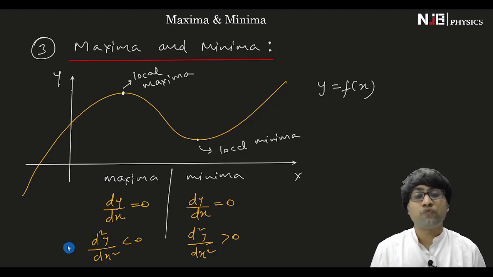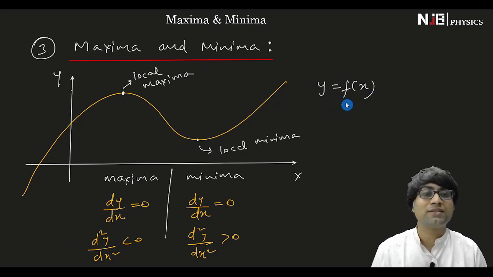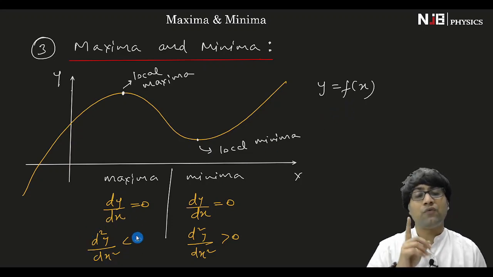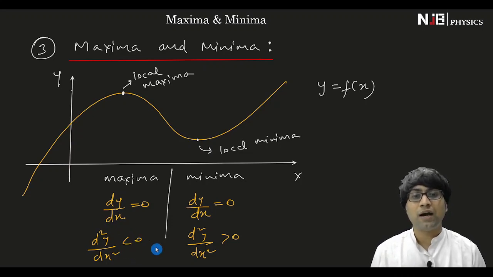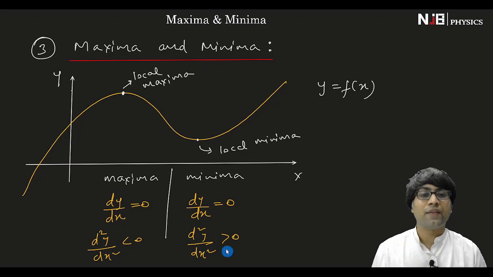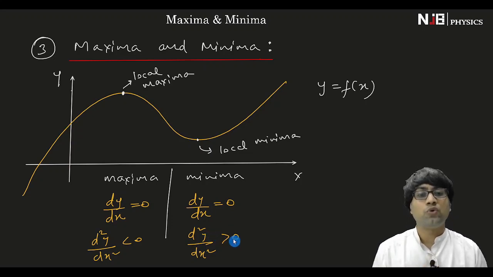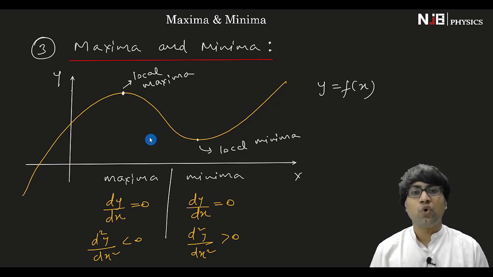For that we have to find the double derivative of y as a function of x, and put the value of x in that double derivative. If it comes out to be negative, it means the value of x for which the slope was 0 is the point of maxima, and if it comes out to be greater than 0, that means the value of x for which the slope is 0 is the point of local minima. So how are we going to find the points of local maxima and local minima using these mathematical conditions? Let's write down the steps.